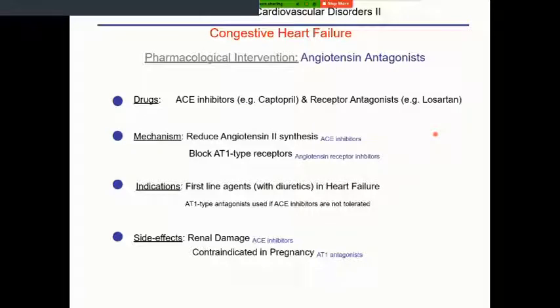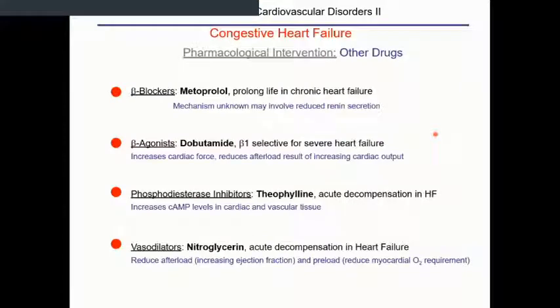Your angiotensin antagonists, like your ACE inhibitors, and of course, your receptor antagonists, like your losartan, can be used to reduce your angiotensin 2 synthesis and block AT1 type receptors. And they are your first line of agents together with diuretics in heart failure. And you can use AT1 type 1 antagonists if ACE inhibitors are not tolerated. However, they are more expensive. So your ARBs are more expensive than your ACE inhibitors. However, side effects will include renal damage for ACE inhibitors, and your ARBs are contraindicated in pregnancy due to their teratogenic effects.